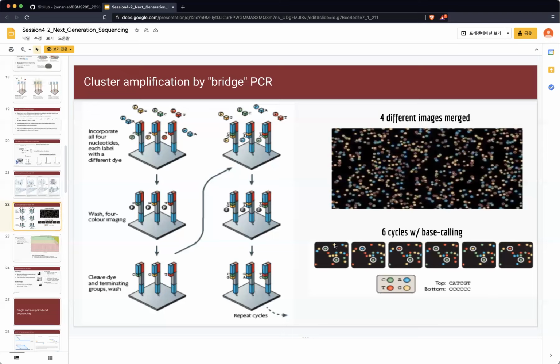But if you look at this strand, so this must be one of these, right? And there would be G, T, T, T, C, T, right? So you can read out the 6 cycles out of that.